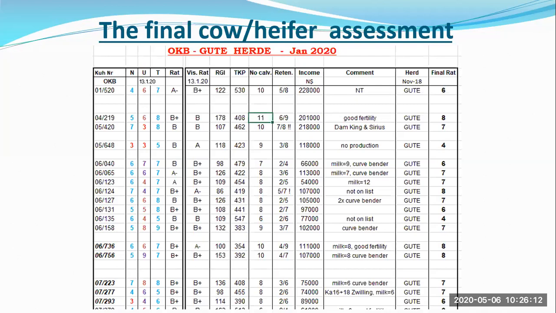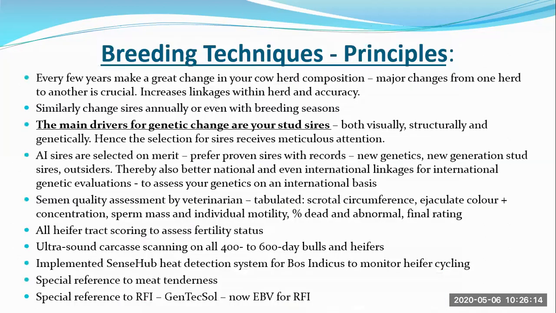Next slide, Izan, please. These are some of the breeding techniques or principles which we use. Every few years, make a complete change of the mixture of your herd. We've got 10, 12 herds, female herds. Make an effort to swap them, to make major changes. This will increase your linkage, and this will increase your accuracy.